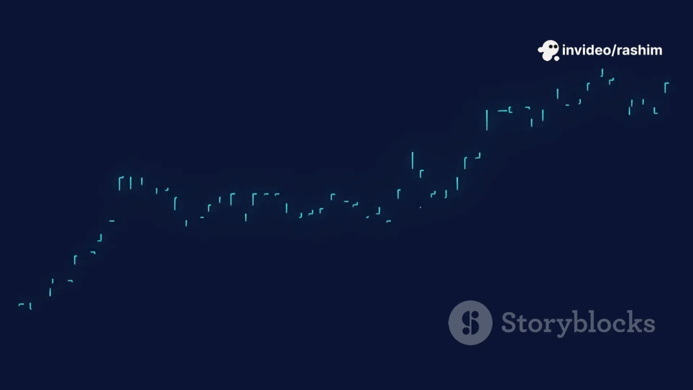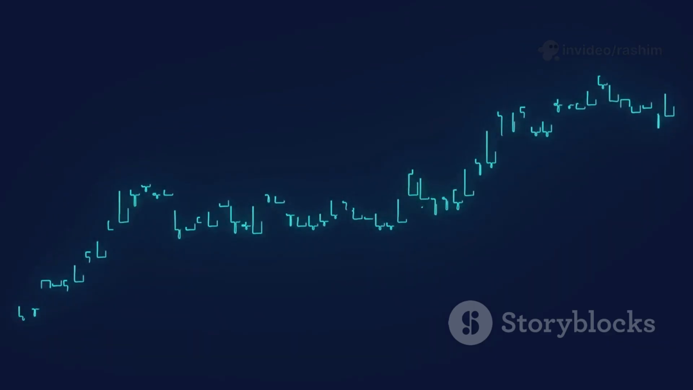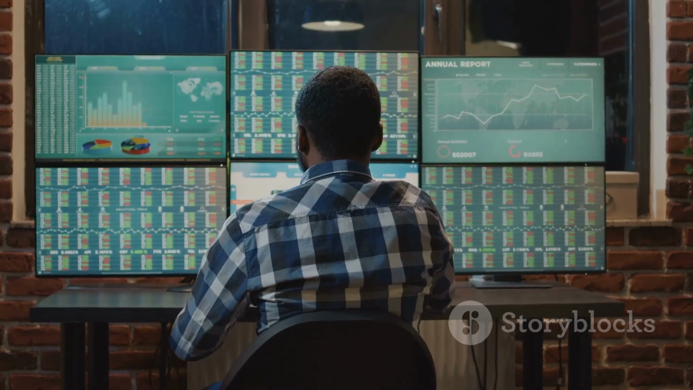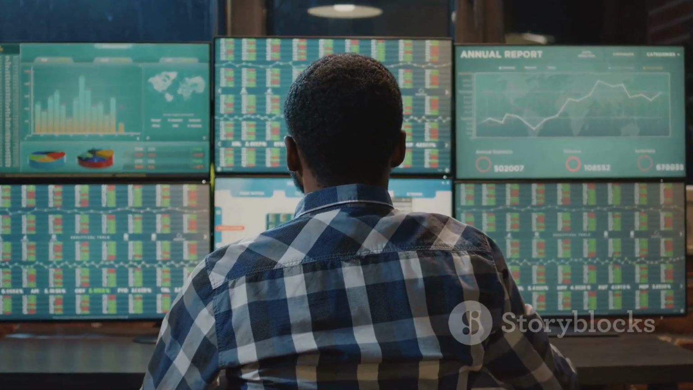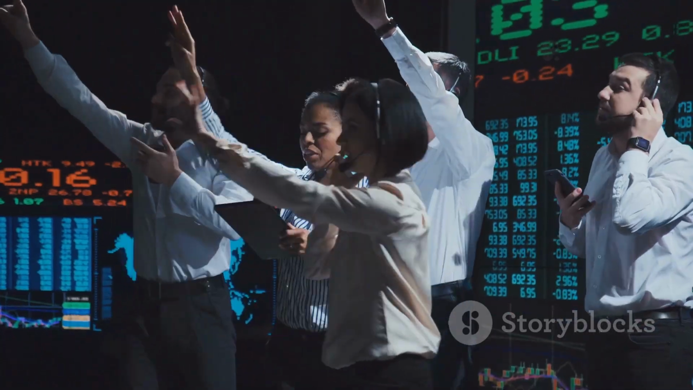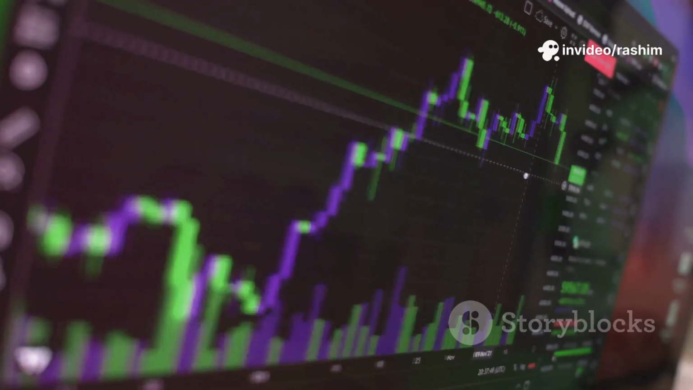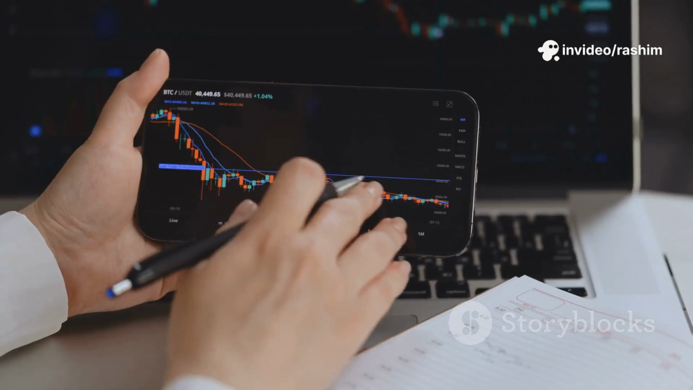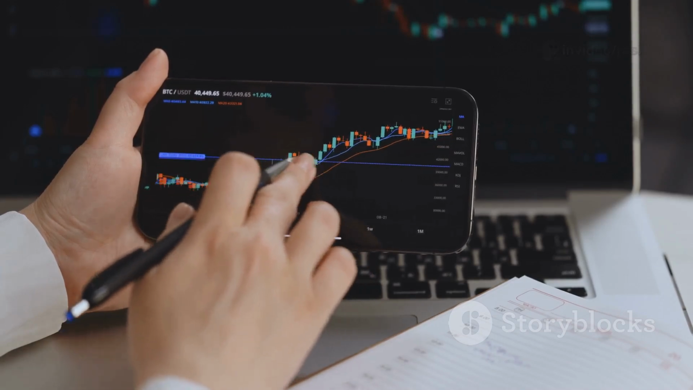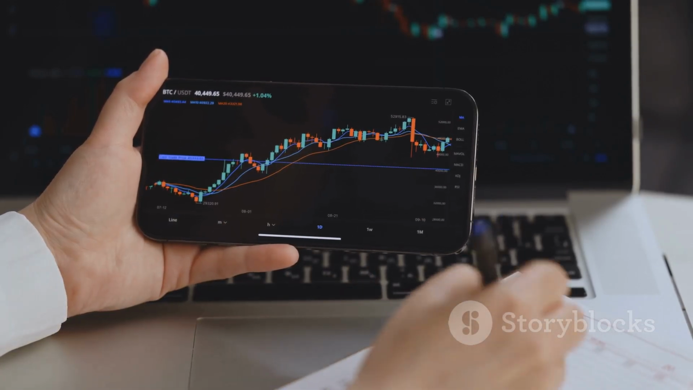This could be 1 minute, 1 hour, 1 day, or even 1 week. By looking at a series of these candles, you can start to understand the market's mood. You can see the battle between buyers and sellers. This visual language is much easier to read than a simple line chart. It gives you a deeper insight into market psychology and helps you make better informed decisions.